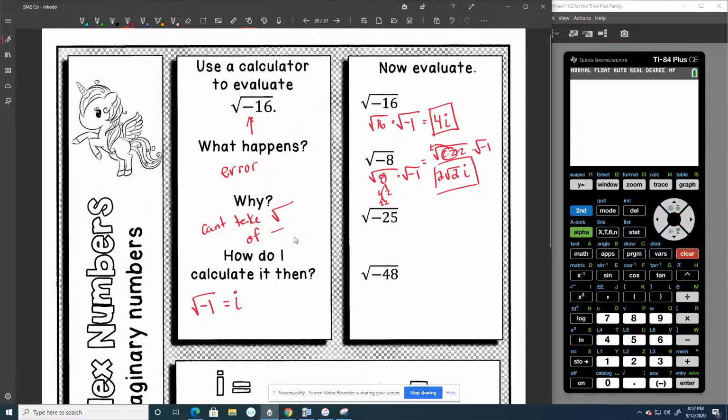The square root of negative 25, well, that's just square root of 25 times square root of negative 1, which is 5i. This is my 5. This is my i. Okay? Square root of negative 48, again, that becomes the square root of 48 times the square root of negative 1. The 48 we can split up into 16 times 3. And I know the square root of 16 is 4. So my answer becomes 4 square root 3 times i. So 4 root 3 i would be my answer.